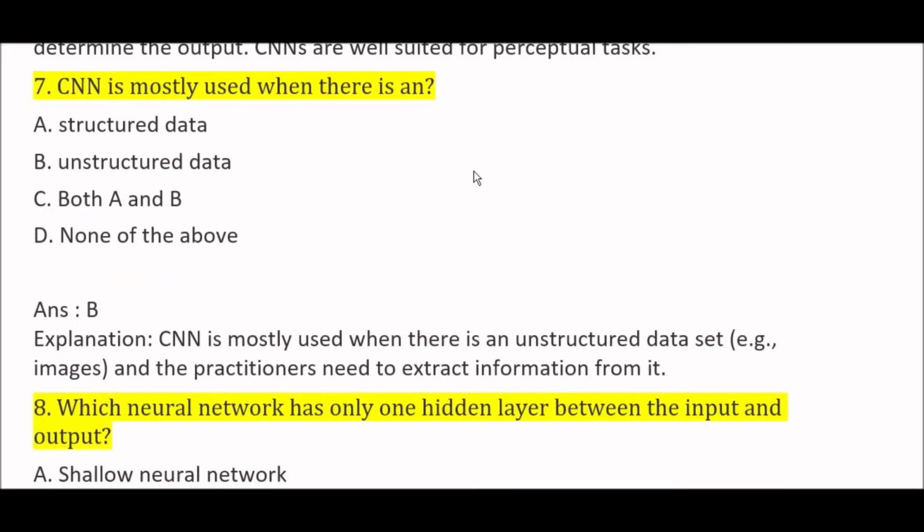Next question. CNN is mostly used when there is option A, structured data, option B, unstructured data, option C, both A and B, option D, none of the above. Right answer here is option B, unstructured data. CNN means convolutional neural network, and it is mostly used when there is unstructured data, for example images, and the practitioners need to extract information from it. Right answer here is option B, unstructured data.